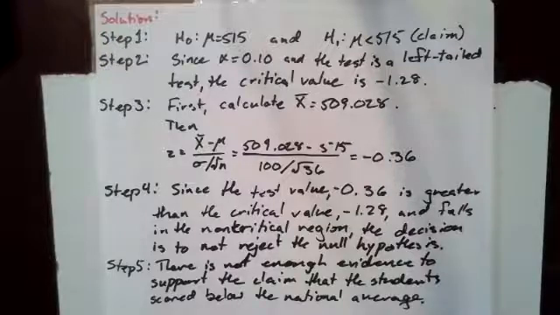Now we need to calculate the sample mean, which is 509.028, and then calculate the z-score, which is negative 0.36 when we do all the math. Since the value negative 0.36 is greater than the critical value, negative 1.28, and falls in the non-critical region, the decision is to not reject the null hypothesis. So there is not enough evidence to support the claim that the students scored below the national average.